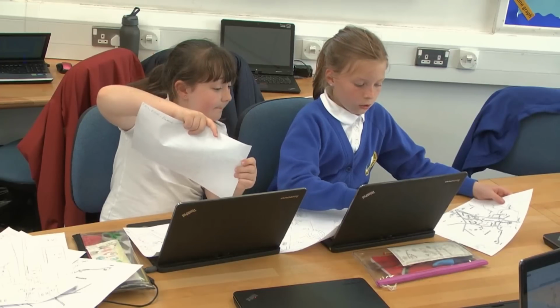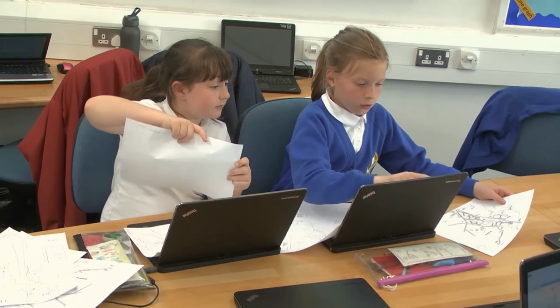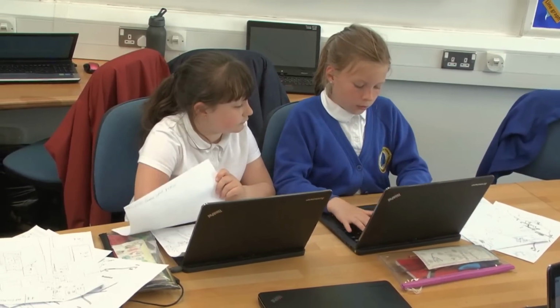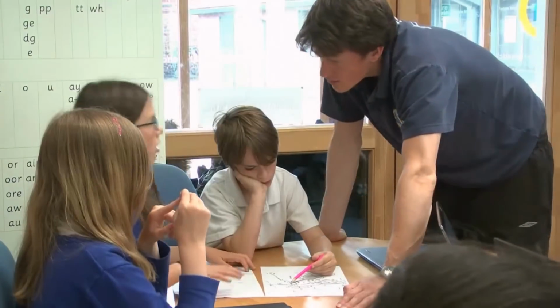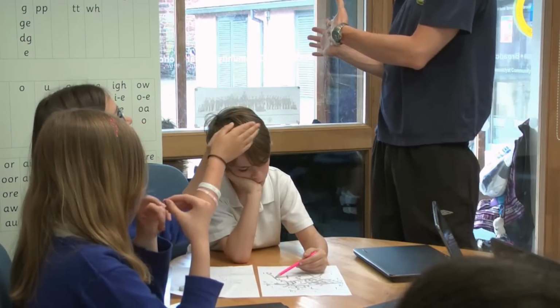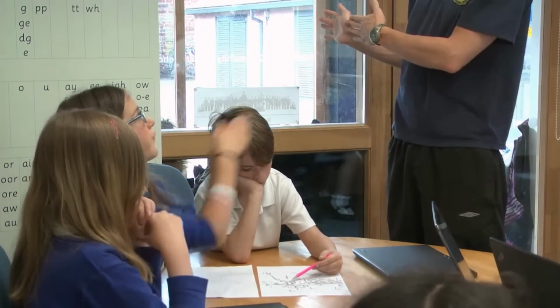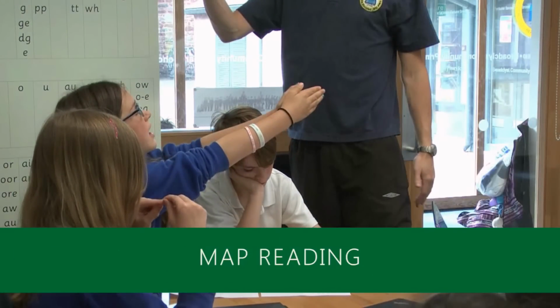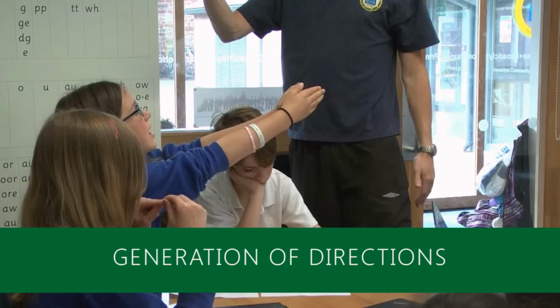Having identified the places of interest on their maps, the children, in their groups, planned their route from the school to these landmarks. They drew their route on their Ordnance Survey maps and discussed what was the quickest and most direct route to take. This task involved map reading and the generation of directions.